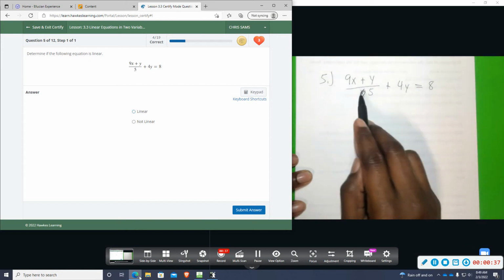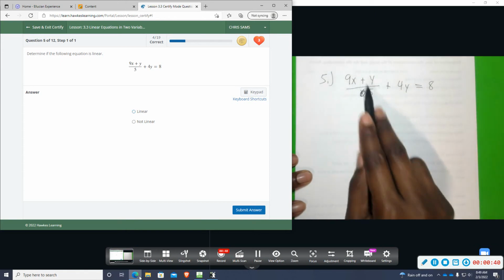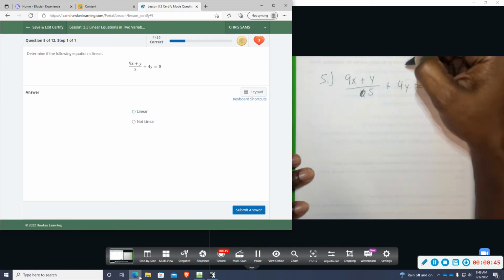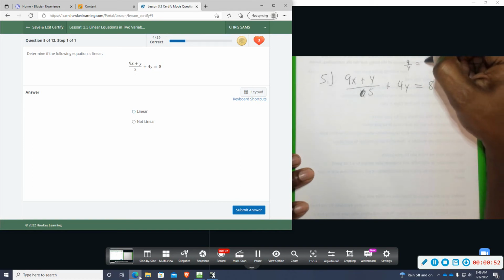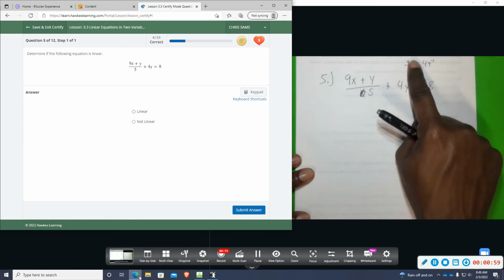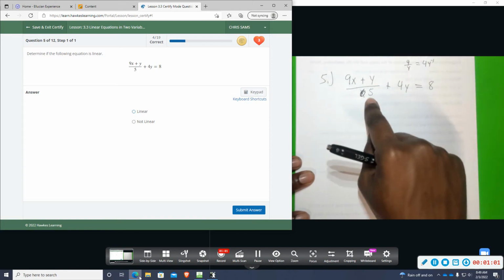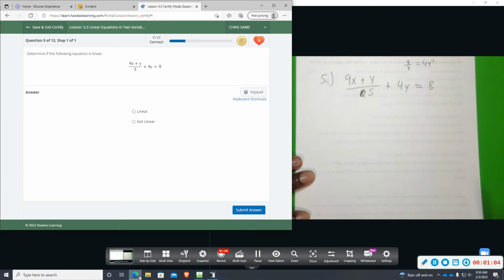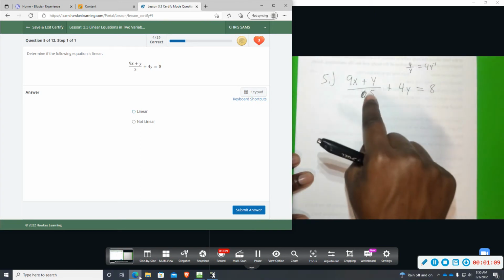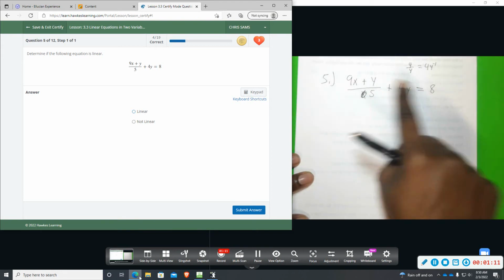You can have a number on the bottom, but you do not want a variable on the bottom. For example, if we had 4 divided by y, this would be essentially the same as saying 4y to the negative 1 power. All your exponents need to be positive ones, which they are. You couldn't divide by a variable, but you can divide by a number. So if you want to simplify this and get rid of the fraction, instead of dividing by 5, you want to multiply by 5, and you have to do that with everything.